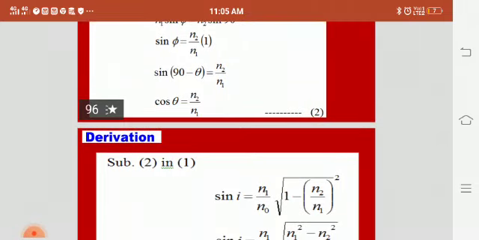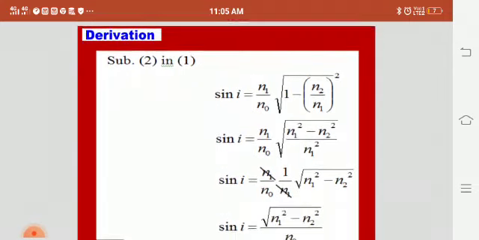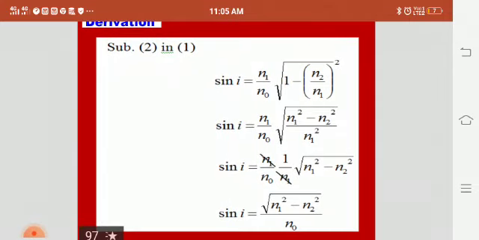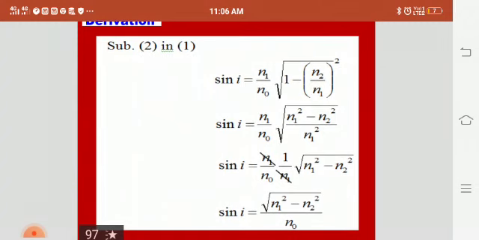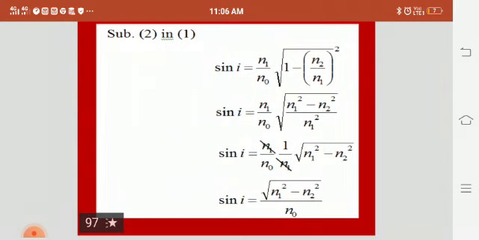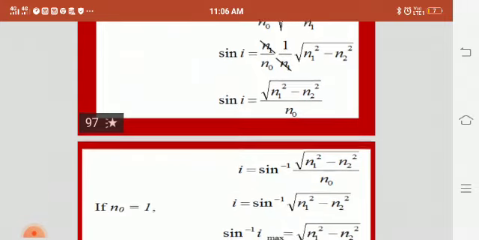Substitute the second equation in equation number 1. We get sin I is equal to N1 by N0 square root of 1 minus (N2 by N1) squared. Here take the LCM and simplify it. Sin I is equal to 1 divided by N0 square root of N1 squared minus N2 squared, where sin I is equal to square root of N1 squared minus N2 squared divided by N0.